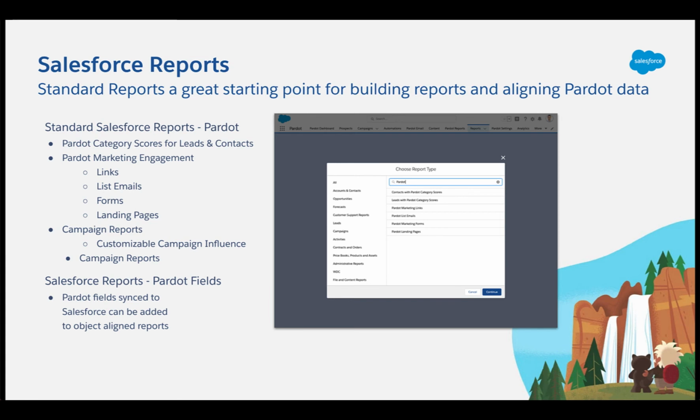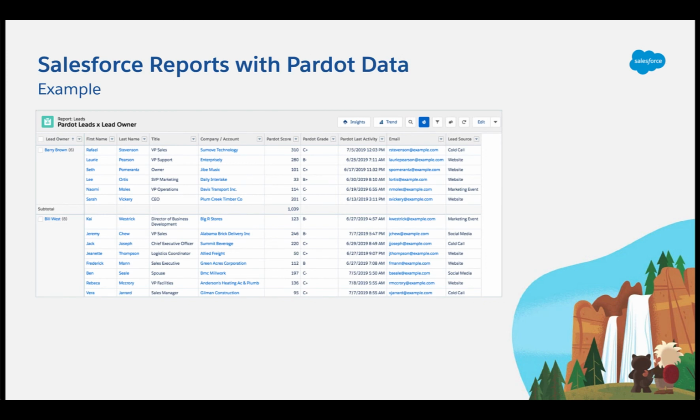So if you're not familiar with these, I'd highly recommend taking a look and considering adding Pardot category scores for lead and contacts, marketing engagement metrics on assets like links, emails, and forms, taking a look at different types of campaign performance like customizable campaign influence or other campaign reports, and then adding Pardot synced fields that you'd like to report on and really slicing and dicing the data within Salesforce to get more granular reporting than what's available within the standard Pardot reports.